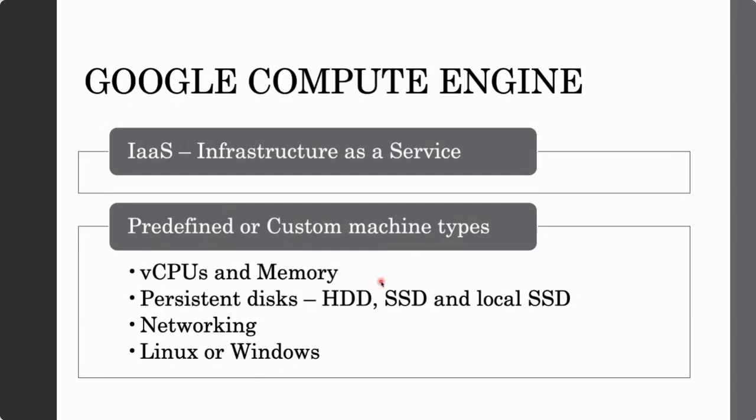Disks are allocated separately. There will obviously be a disk that you need to allocate for the operating system, and then other disks can be allocated from the different storage types that we have, right?